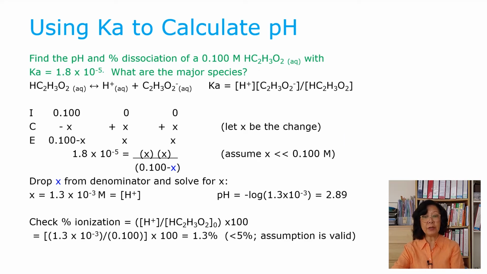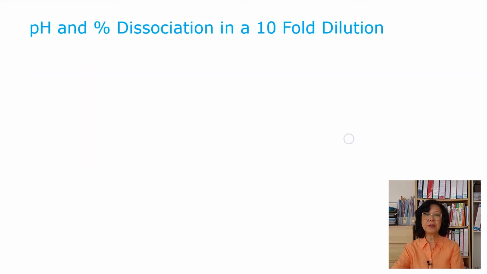And we now have 1.3%, which is less than 5%, and we say the assumption is valid that we could drop the X from the calculations. And the major species present are the acetic acid molecule and water. We have very few ions floating around at equilibrium.